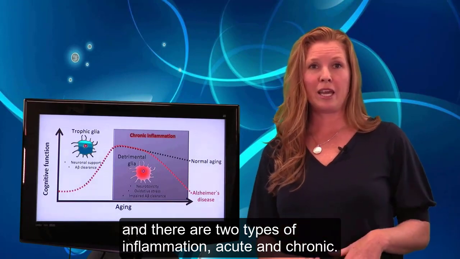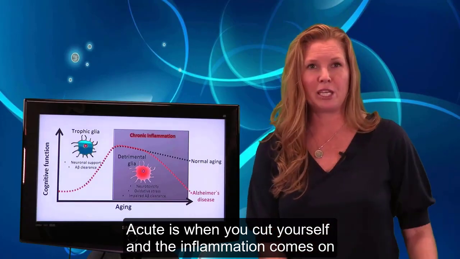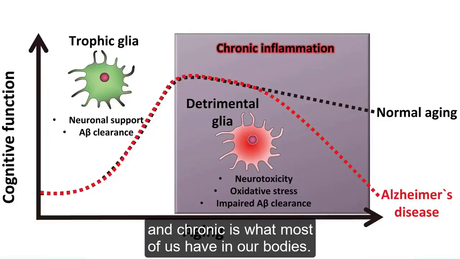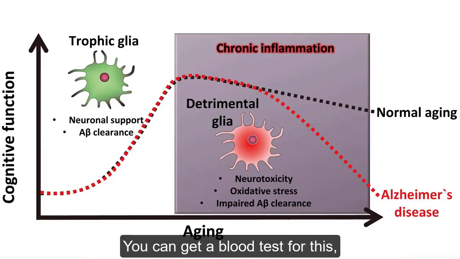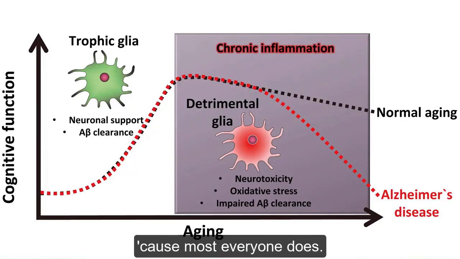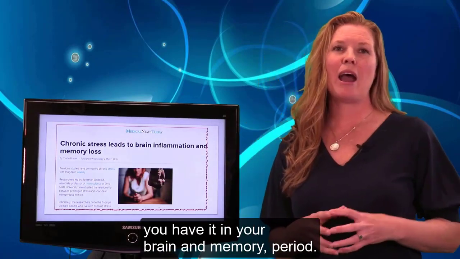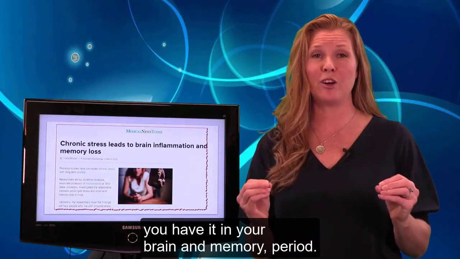So as you can see, almost everyone has inflammation, and there are 2 types of inflammation, acute and chronic. Acute is when you cut yourself and the inflammation comes on, and chronic is what most of us have in our bodies. You can get a blood test for this, but for this, I'm just going to assume that most everyone has inflammation because most everyone does. If you have inflammation in any part of your body, you have it in your brain and memory, period.